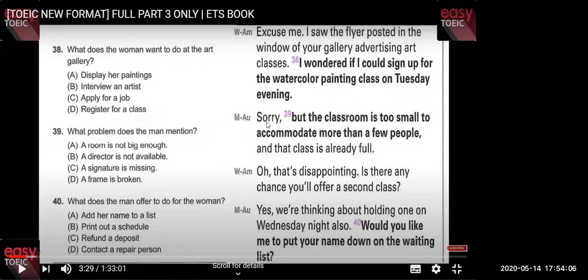What problem does the man mention? The letter A. Classroom is too small. So it's a different way of saying too small, not big enough. So when we do this, we need to be able to recognize different ways of saying the same thing. So we will hear, classroom is too small. And we need to be able to recognize that that means the same as not big enough. Our room is not big enough.